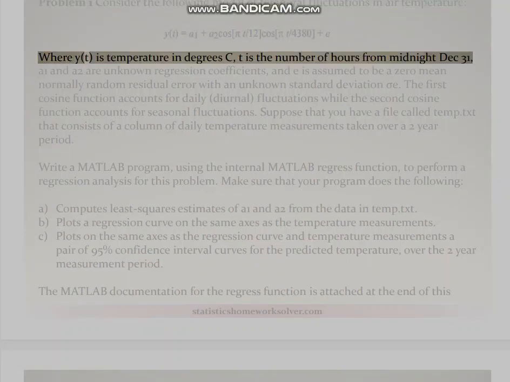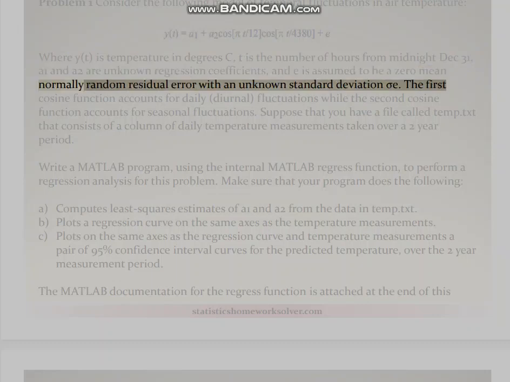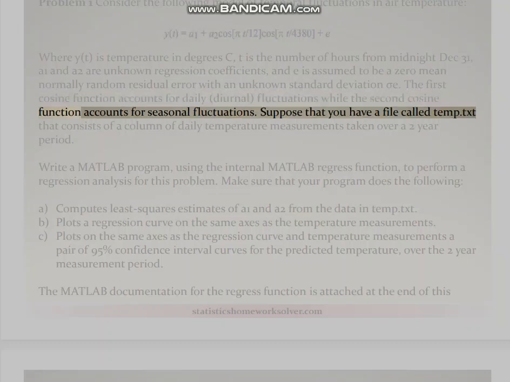Problem 1. Consider the following model of temporal fluctuations in air temperature, where y is temperature in degrees C, T is the number of hours from midnight December 31st, a1 and a2 are unknown regression coefficients, and E is assumed to be a zero mean normally distributed random residual error with an unknown standard deviation sigma E. The first cosine function accounts for daily, diurnal, fluctuations while the second cosine function accounts for seasonal fluctuations.